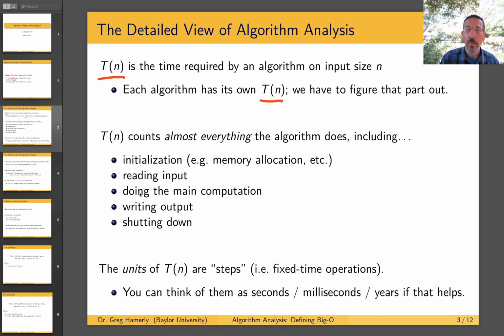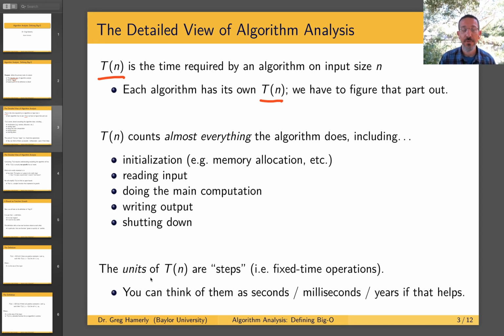Now, things to keep in mind: a T of n should be detailed, and it should count almost everything the algorithm does, including initialization at the beginning all the way to shutting down. So initialization, reading input, doing the main computation, which is likely where most of the work happens, but not necessarily, writing the output and shutting down.